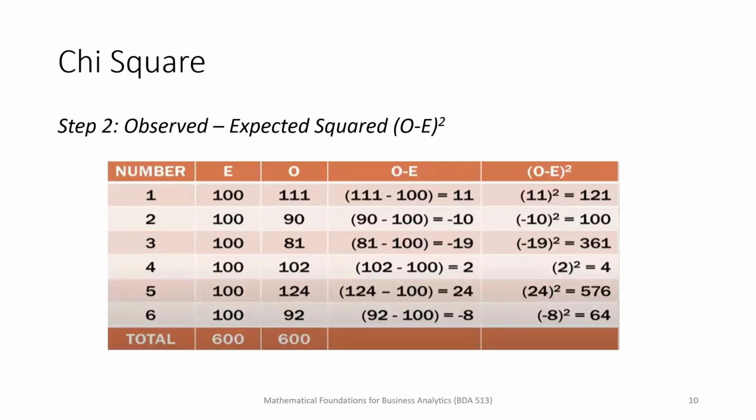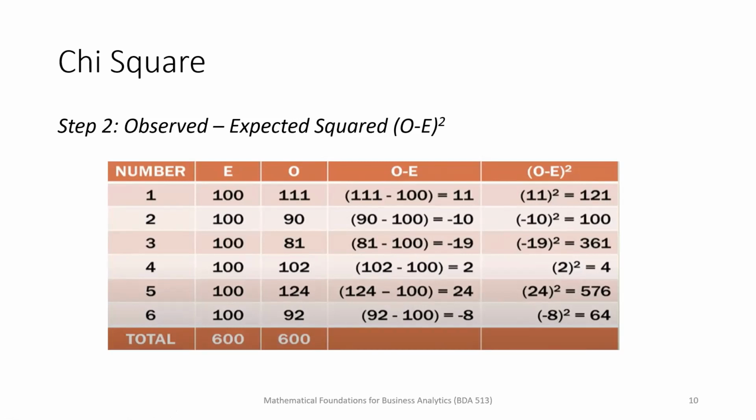Then the next step is to square the difference. When you square the difference, 11 squared gives us 121. Negative 10 squared gives us 100. Negative 19 squared gives us 361, and so forth. Are we okay up to this point? So we have our expected frequency, we have our observed frequency, you find the difference and then you square the difference. Are we okay up to this point, please?